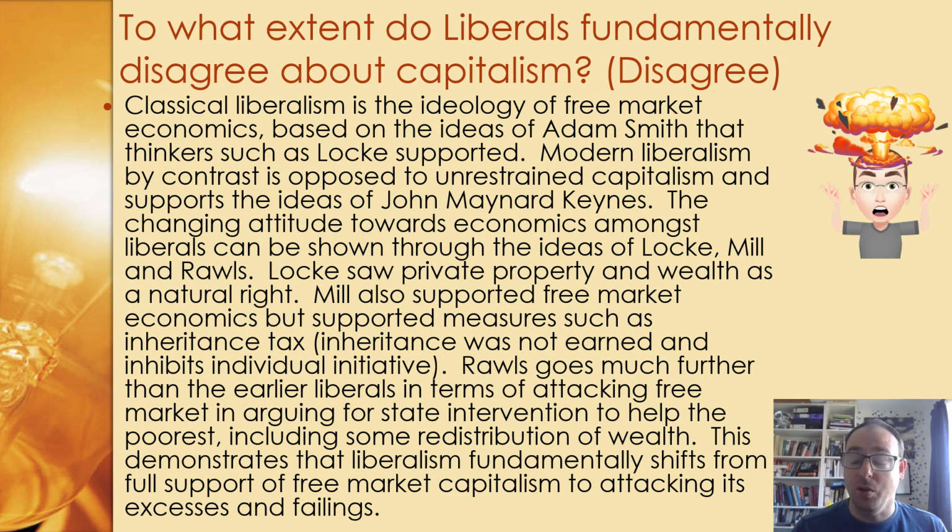You need to get across the ideas of at least three of the key thinkers who are on the list of key thinkers. So what I've done is I've decided to bring in Locke, Mill and Rawls. What I'm going to do on this one, rather than just directly comparing two, is show progression through the three. So Locke saw private property and wealth as a natural right. Mill, who supported free market economics, but supported measures such as inheritance tax. Inheritance was not earned and inhibits individual initiative.